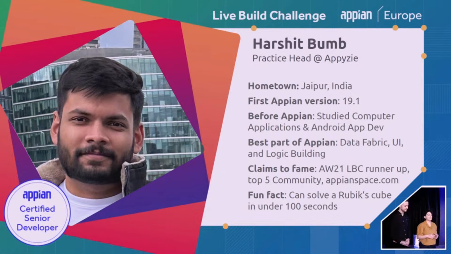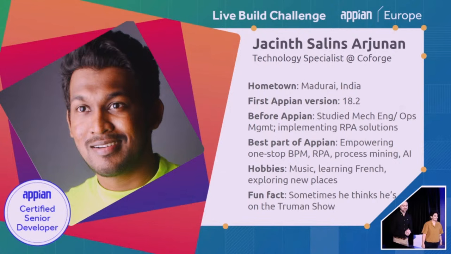But if you don't know him, he was in the first ever Live Build Challenge runner-up. He's very active on our community, and he can solve a Rubik's Cube in under 100 seconds. I'm expecting that buzzer to get hit pretty quickly then, so no pressure. Next to the green desk, we have Jason Salins Arajulan, technology specialist at Coforge. He loves exploring new places and is currently learning French. Interestingly, he sometimes thinks he's on the Truman Show. So if anyone wants to help him find Fiji, catch him after the show. I mean, he is on a very different kind of show right now, but still the same amount of ridiculous, I would say.